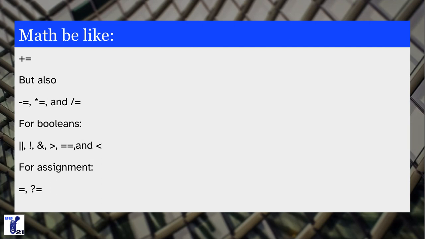Meanwhile, for Boolean operators, it's more of the same thing. It's going to do the Boolean operation or comparison and then save it to whatever address you specify at the beginning. And finally, for assignment, you're going to have the equal to and question mark equal to. The equal to is pretty similar to the assignment that you've seen before, but question mark equal to is different.